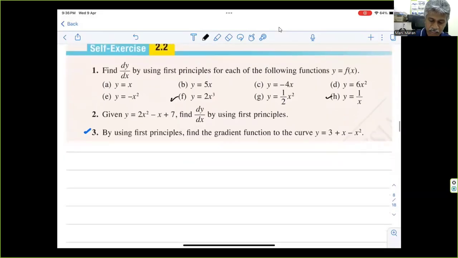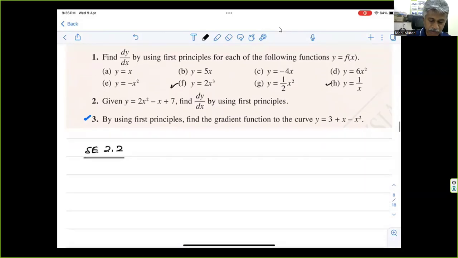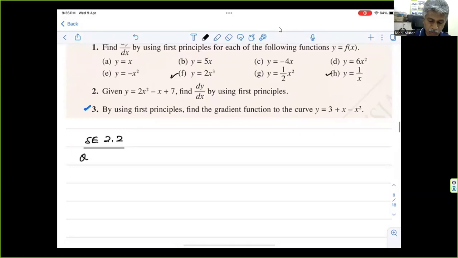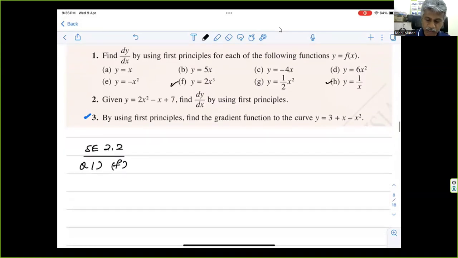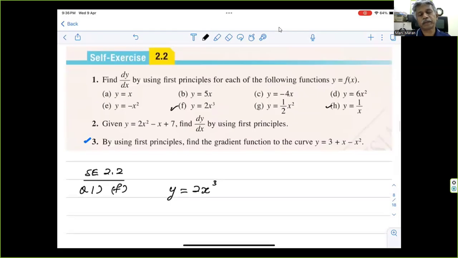So we are going to do question number 1. Copy down SE. So this is self-exercise 2.2, question number 1. We're going to do part F. You are given the function y is equal to 2x cubed. So what are you asked to find? You're asked to find dy by dx by using first principle.